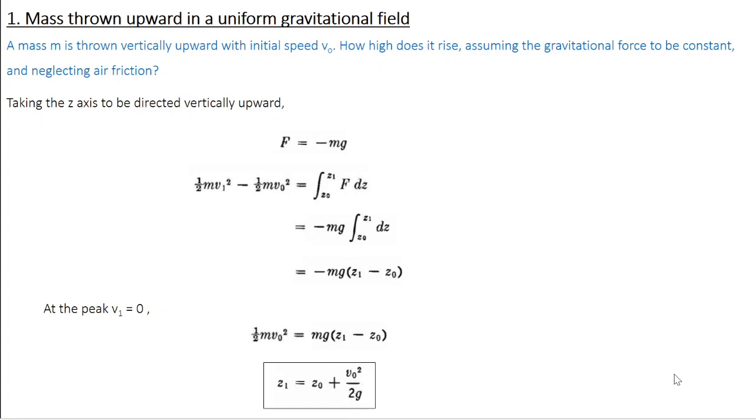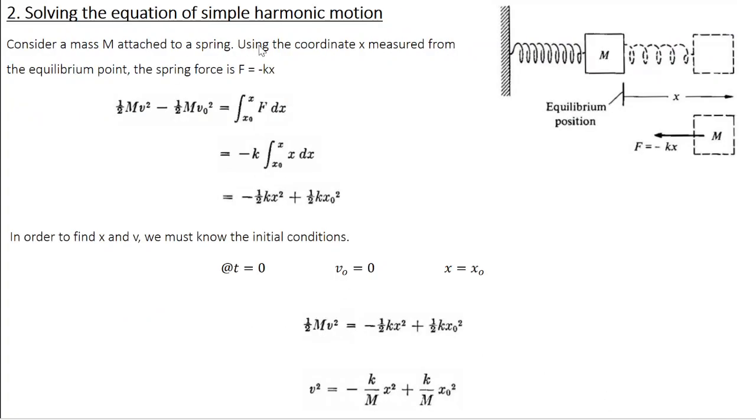Let's do one more problem which is a bit more involved. Let's take the classic case of simple harmonic oscillation. So you have a spring mass system with mass m attached to a weightless spring, and when you pull the mass to the right and release it, what happens?